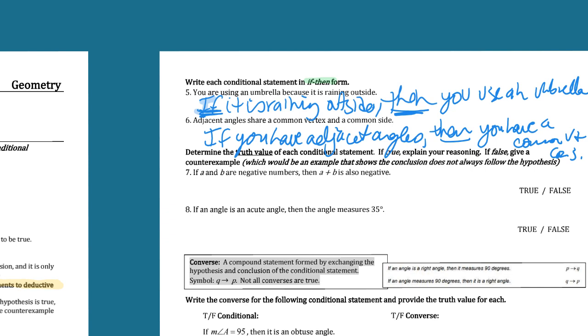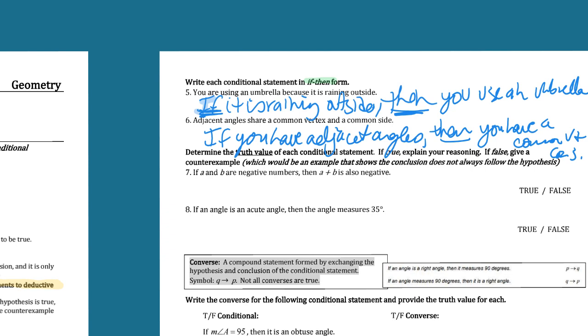Now this is one where, think about it, could you write this the opposite way? You know, you could. If you have a common vertex and a common side, well, then you have adjacent angles, okay? And so that would be an example of a biconditional. So just notice sometimes it's true both ways and sometimes it's not.